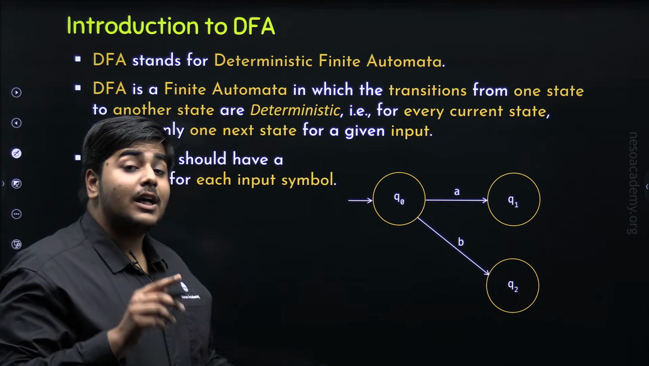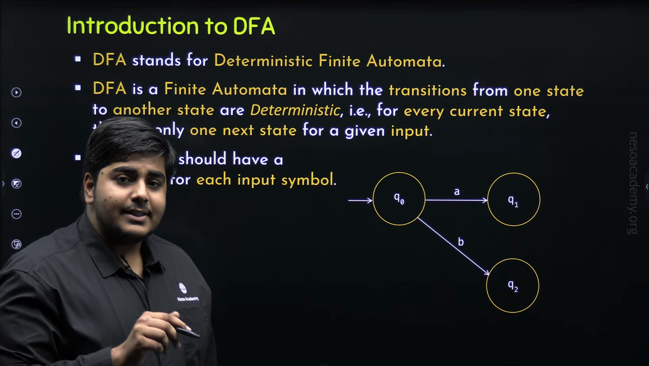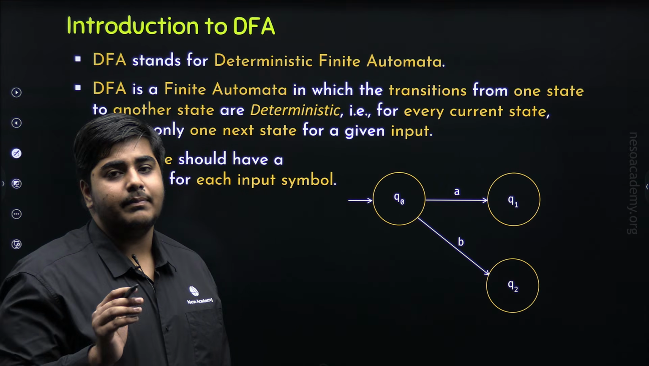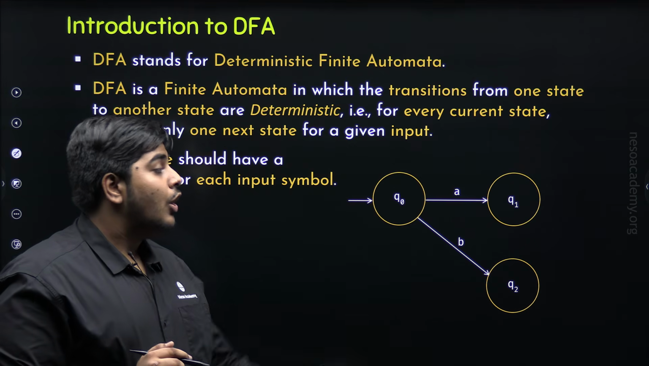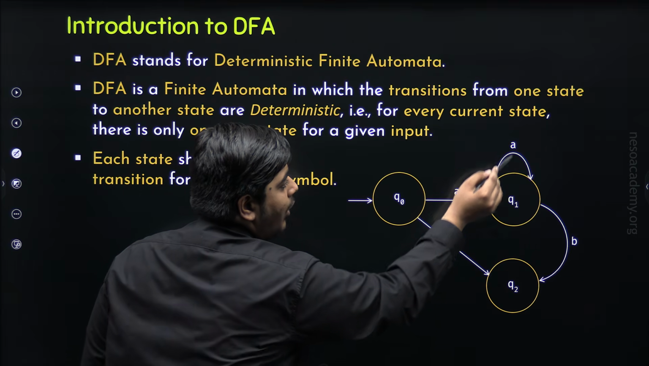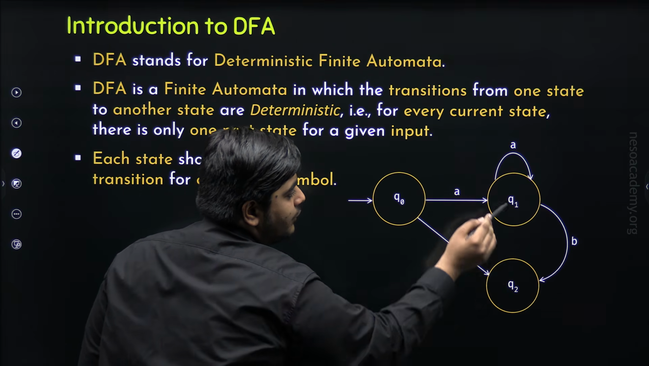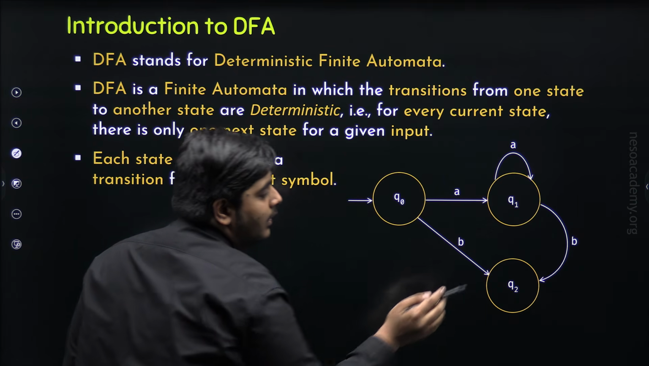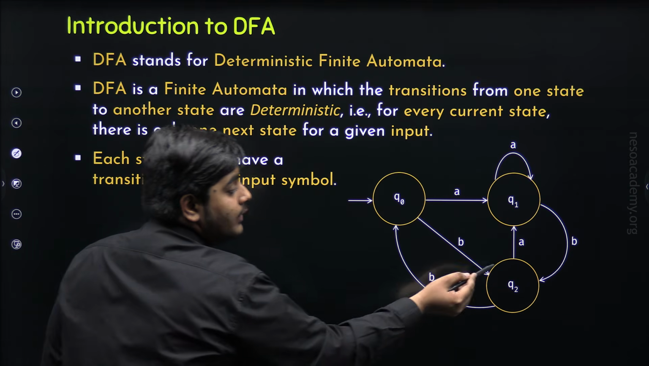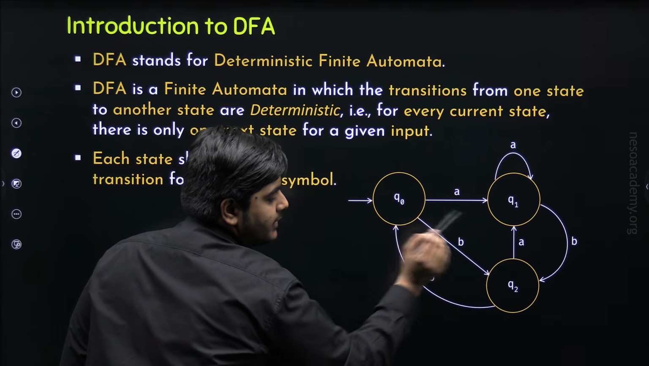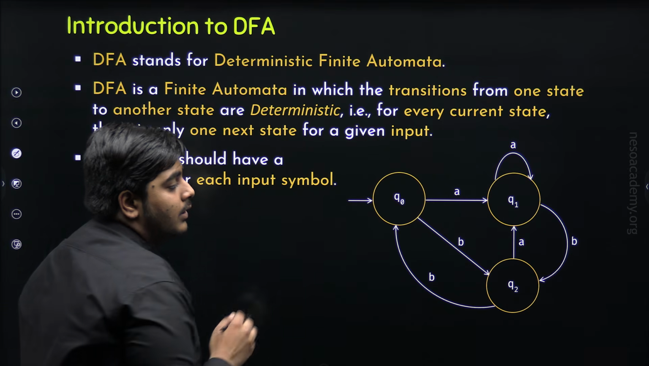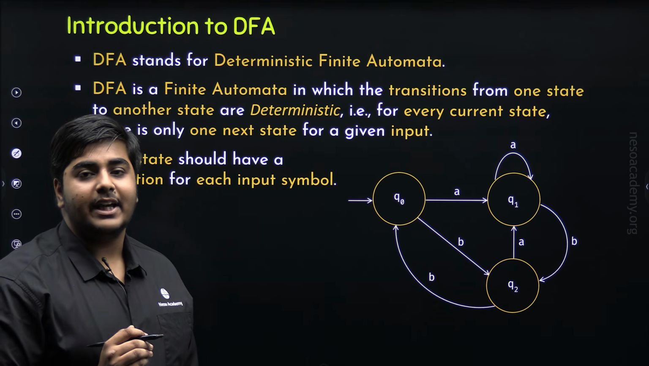In order to make this a complete DFA, we need to add transitions on state Q1 and state Q2 for input symbols A and B. So let's add transitions on state Q1. So it is a transition from state Q1 on input symbol A, and this is a transition from state Q1 on input symbol B. Now we will add transitions on state Q2, like this. So this is a transition from state Q2 on input symbol A, and this is a transition from state Q2 on input symbol B. Now we can call this a complete DFA.